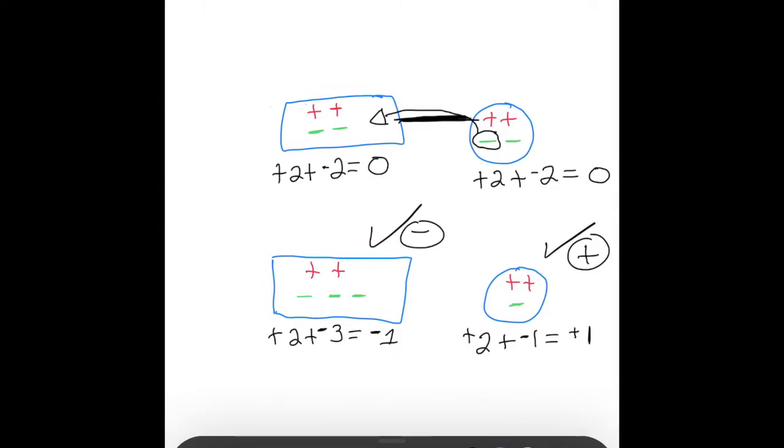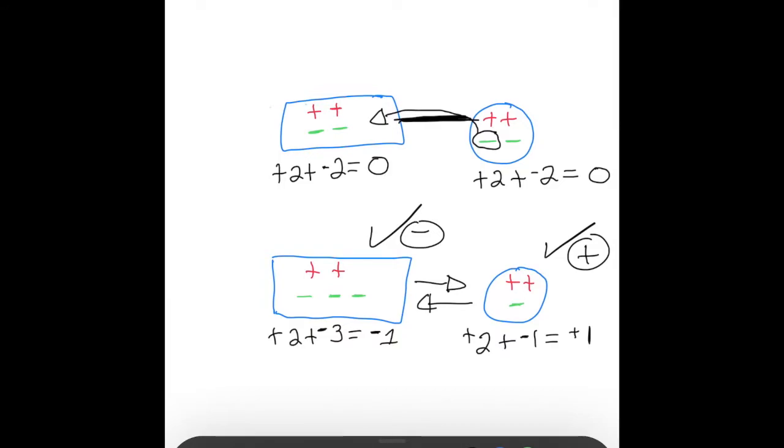Now, since they have different charge, the balloon is positive and the box is negative, now we're going to have an attraction. They will want to be what? Together, since they have different charge.